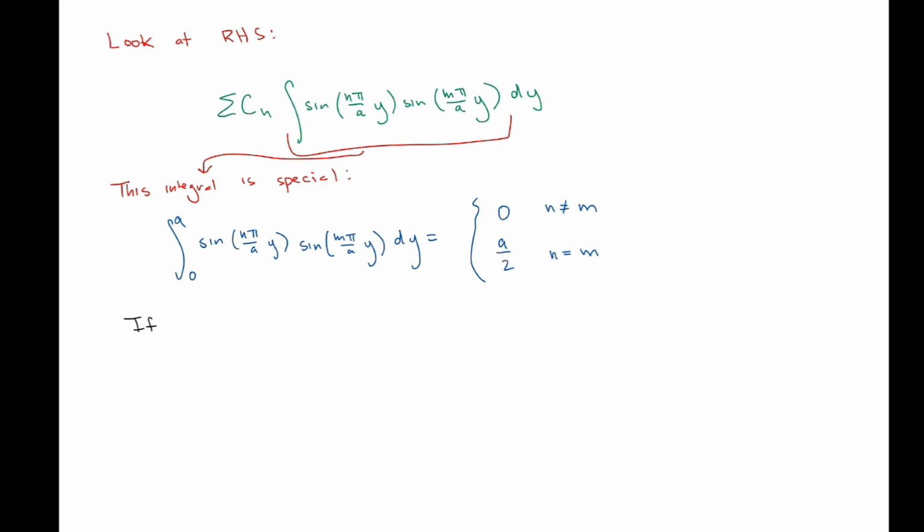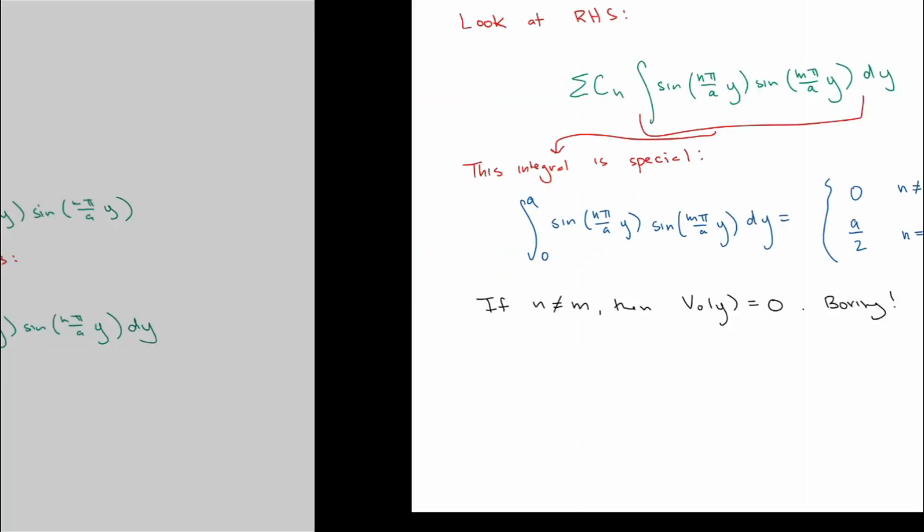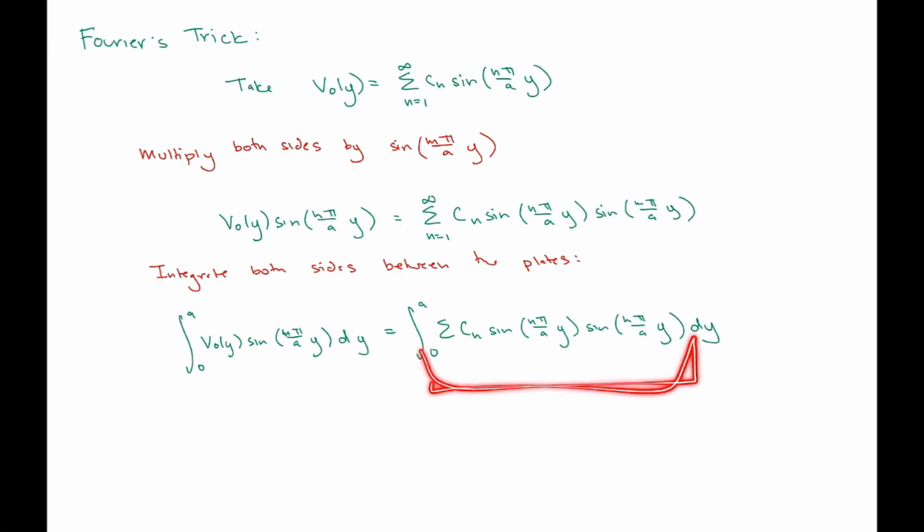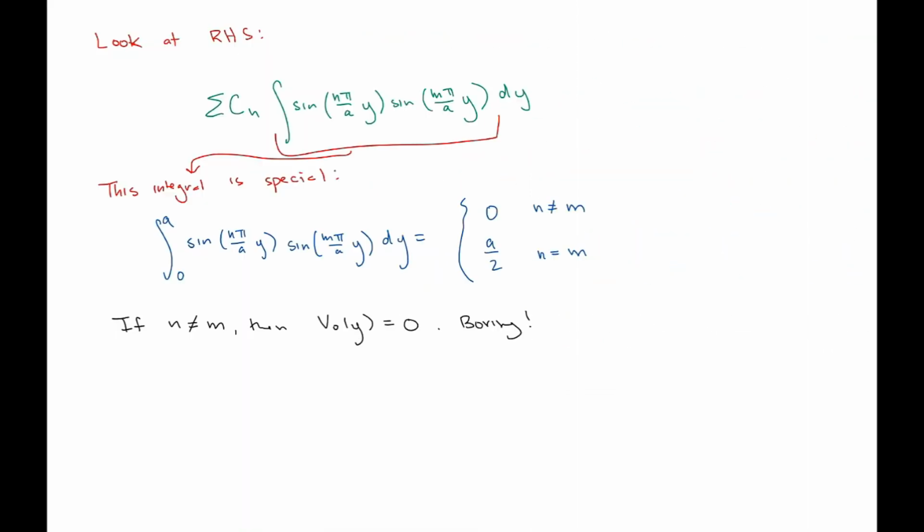Well, if I have a situation where n is not equal to m, then our integral here has to be equal to 0, or the voltage of our hot plate has to be equal to 0, okay? That is the boring solution, okay? And I can look back here and tell why. So if n is not equal to m, that tells me that this whole side is going to be 0. So in order for this side to be 0, this term here has to be 0, okay? That's the boring solution. We don't want that.